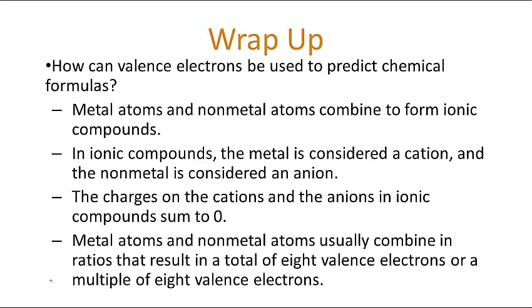So wrap up. How can valence electrons be used to predict chemical formulas? Well, metal atoms and nonmetal atoms combine to form ionic compounds. In those ionic compounds, the metal is considered a cation, nonmetal is an anion. This is a review. The key idea today, the charges on the cations and anions in an ionic compound must sum to be 0. And they do this by making ratios that result in 8 valence electrons, a multiple of 8 valence electrons. But really they do it in a ratio such that the charge is equal to 0. That's the way I would think about it.